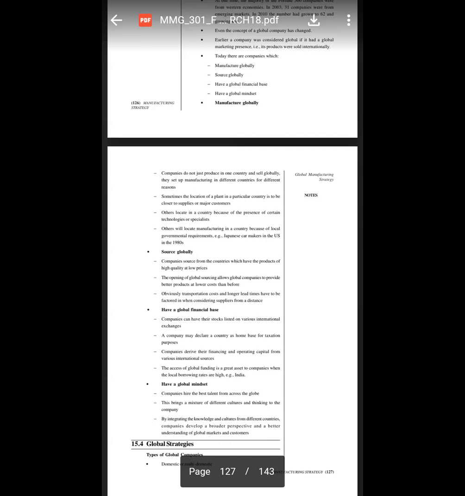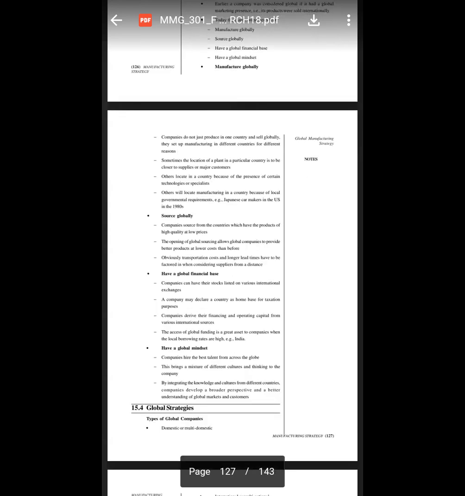Now the next one is, the opening of global sourcing allows global companies to provide better products at a lower cost than before.